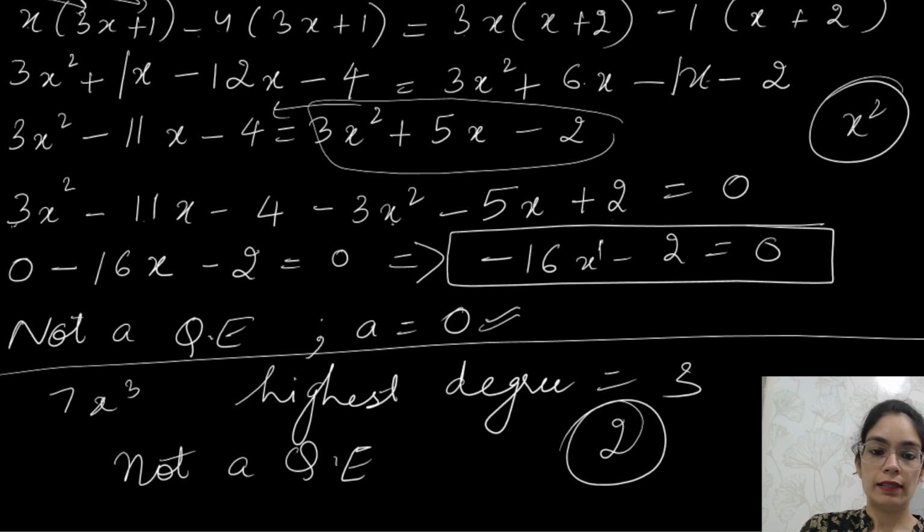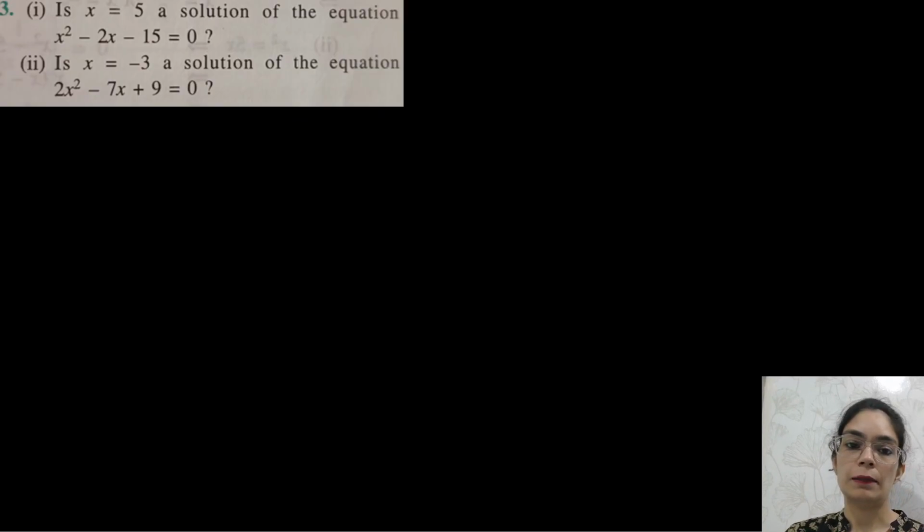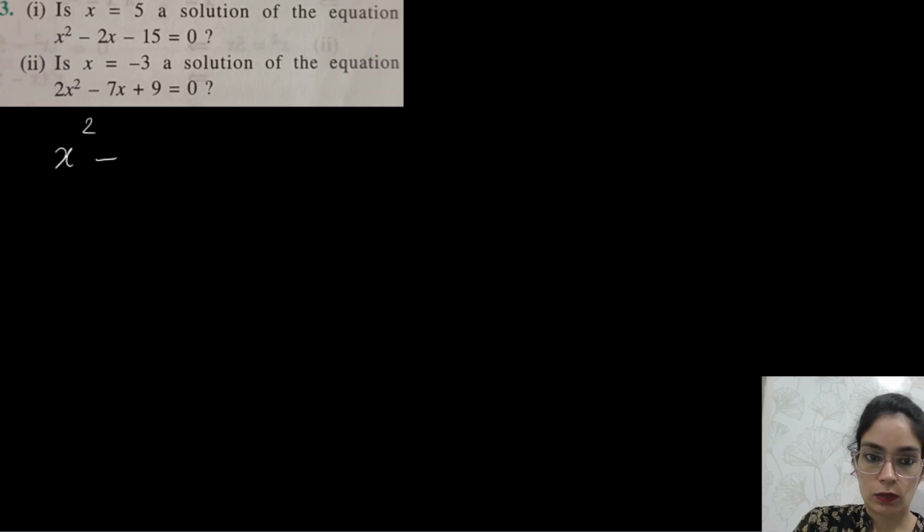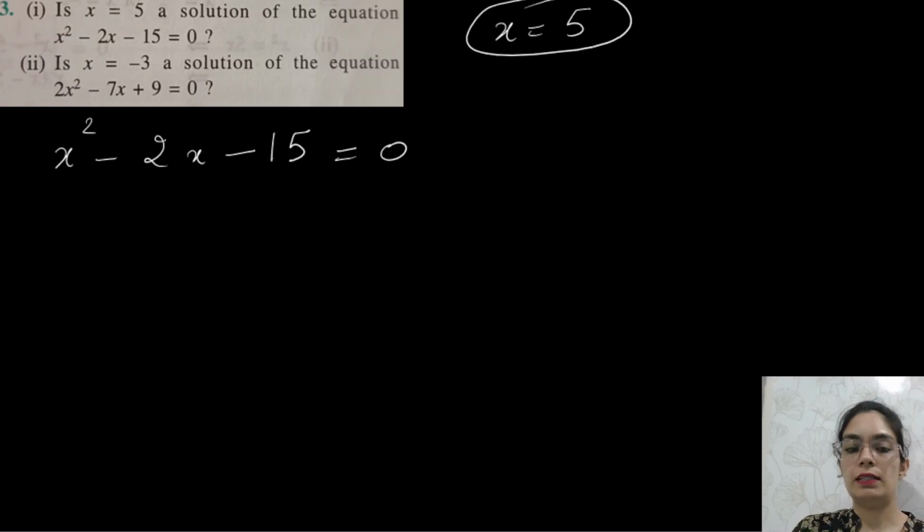Now let's do the next question, question number 3. In question number 3, we just have to check. We just have to check in both the parts. The first part says, is x equals 5 a solution of the equation. One equation is given to us, x square minus 2x minus 15 equals 0. And we have to check whether x equals 5 is the solution or root of the equation.